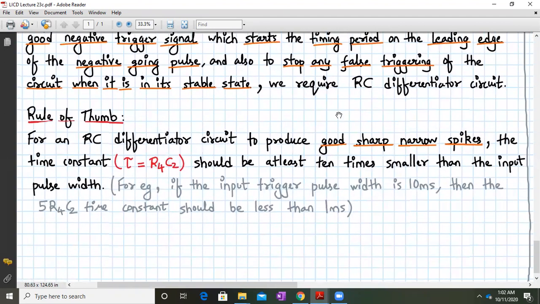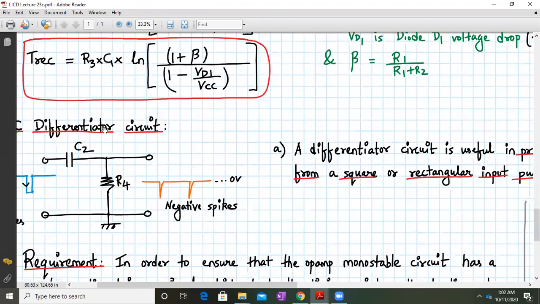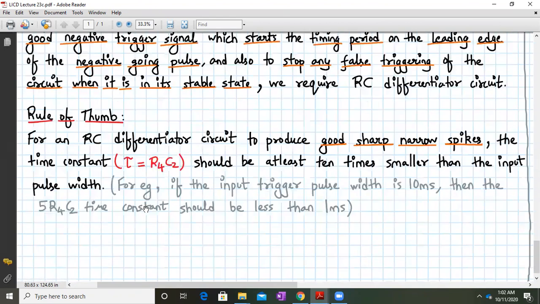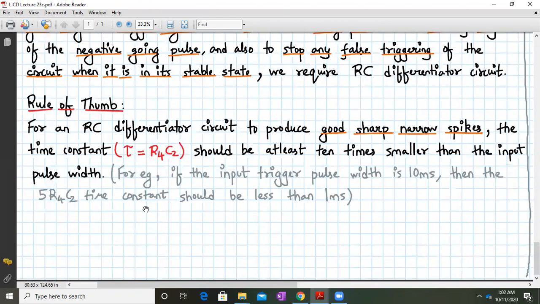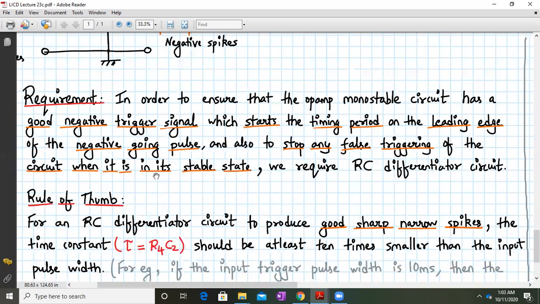Point number E is the rule of thumb. For an RC differentiator circuit to produce good sharp narrow spikes, the time constant, which is given by R4C2, should be at least 10 times smaller than the input pulse width. For example, if the input trigger pulse is 10 milliseconds, then the R4C2 time constant should be around 1 millisecond or less.